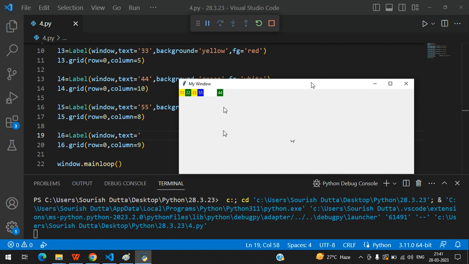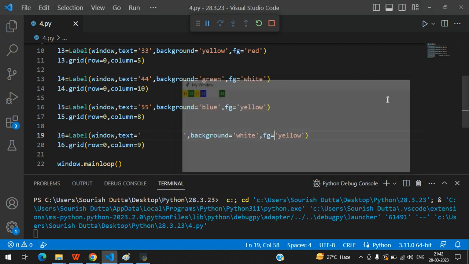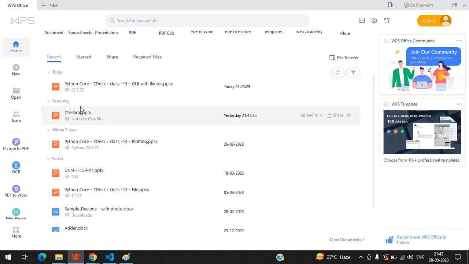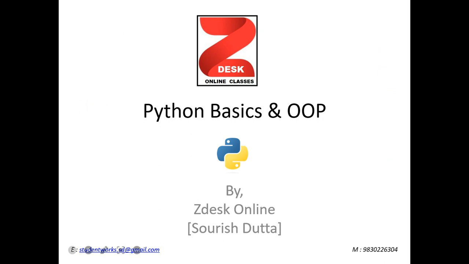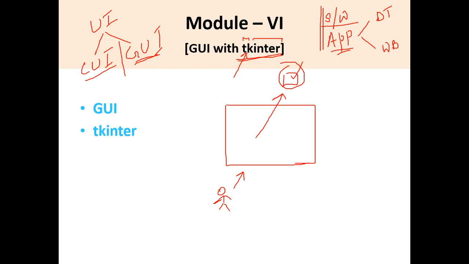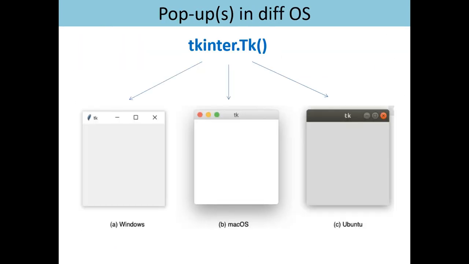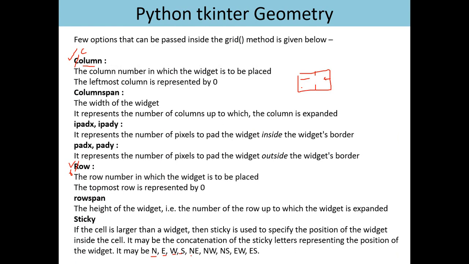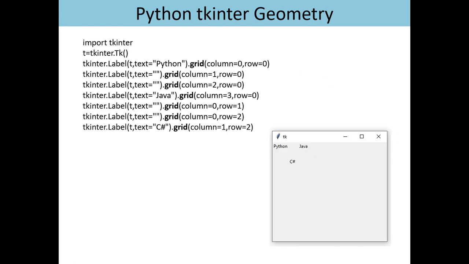Fine. Okay, so coming to the next point, that is place. Place is just like putting x and y components together, in pixels.